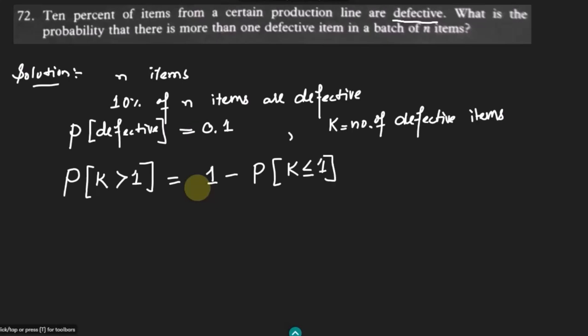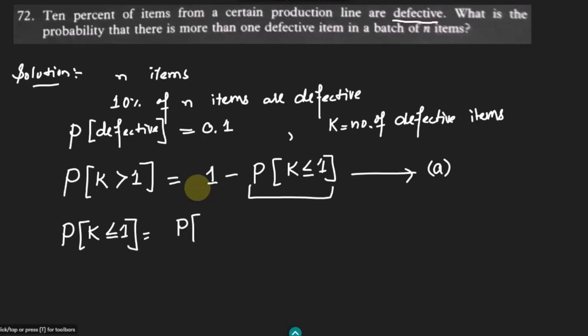This is the same formula which we have previously seen, so this is equation A. What do I have to find out? I have to find the probability of k less than or equal to 1. So let me first find it out. The probability that the number of defective items is less than or equal to 1 is what?